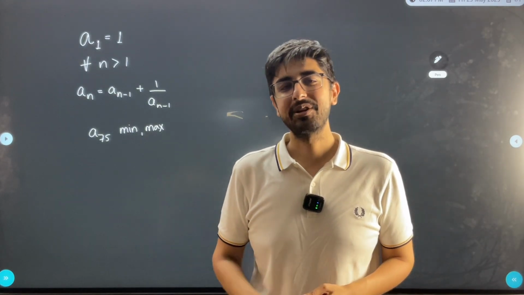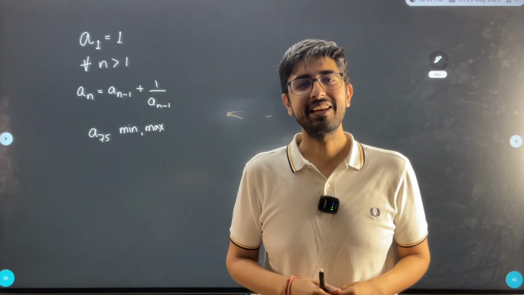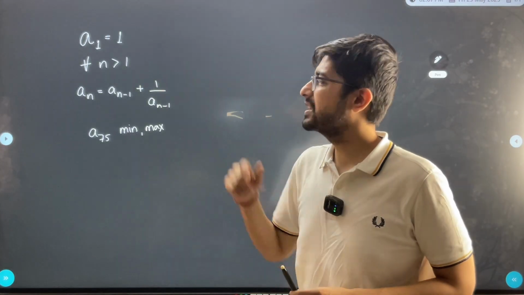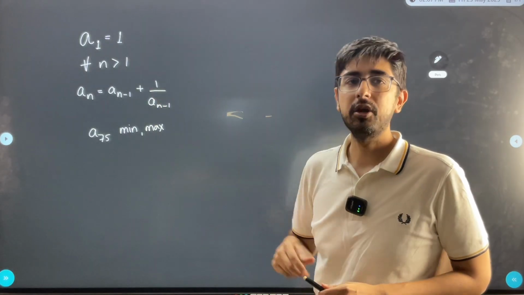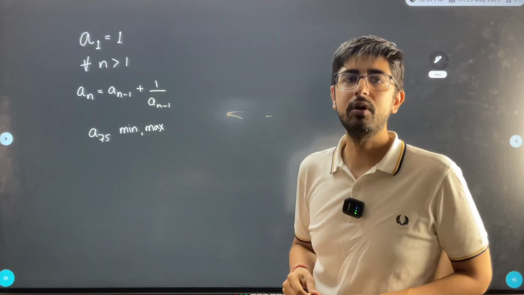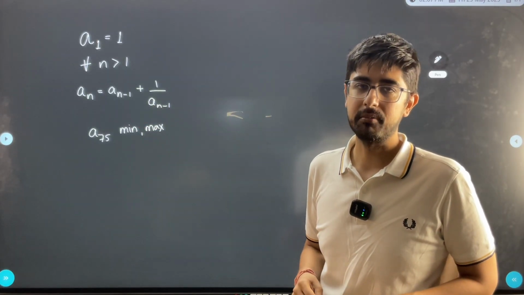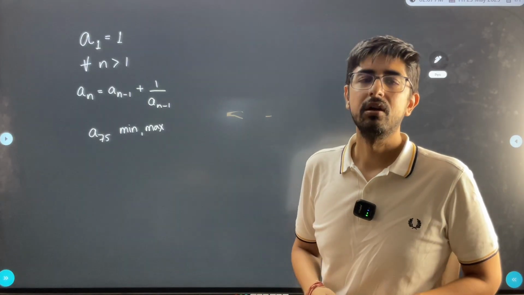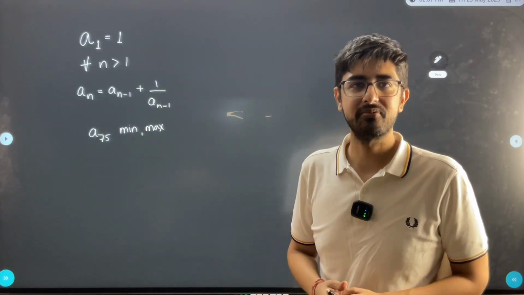In this episode, let's look at one interesting inequalities question that I came across. What's given in the question is a1 is equal to 1, and for all integer values of n greater than 1, an is equal to an minus 1 plus 1 by an minus 1. We have to find the range, or the minimum and maximum value, of a75.